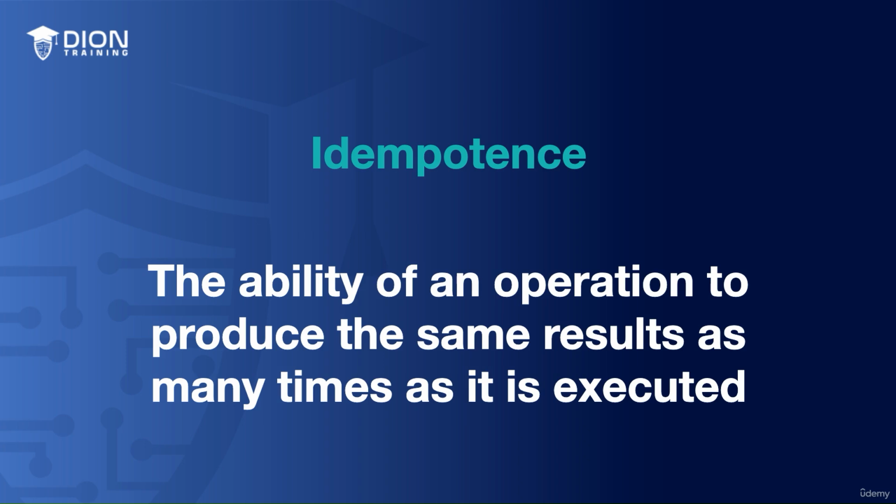Now, to fully understand infrastructure as code, you need to be familiar with idempotence. Idempotence is a fundamental concept in infrastructure as code. It refers to the ability of an operation to produce the same results no matter how many times it's executed. An idempotent script will set up an infrastructure that is identical every time it is run, regardless of the infrastructure's initial state. This is crucial for maintaining consistency and reliability across multiple environments.